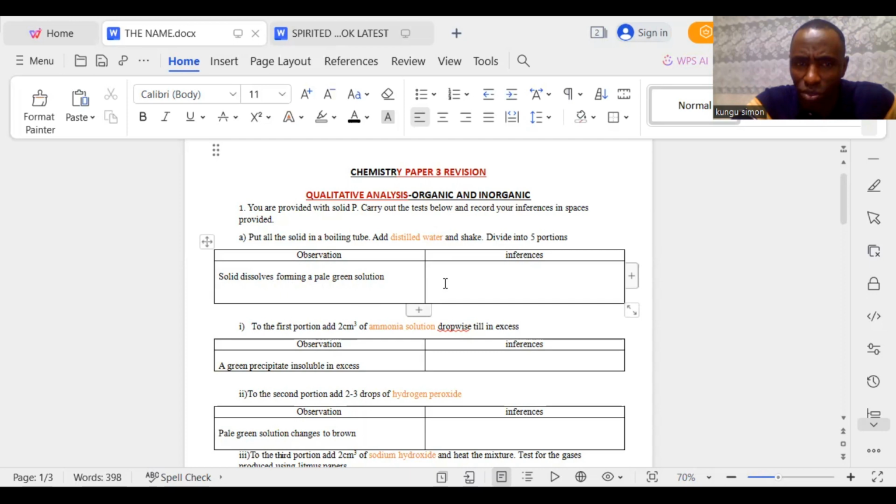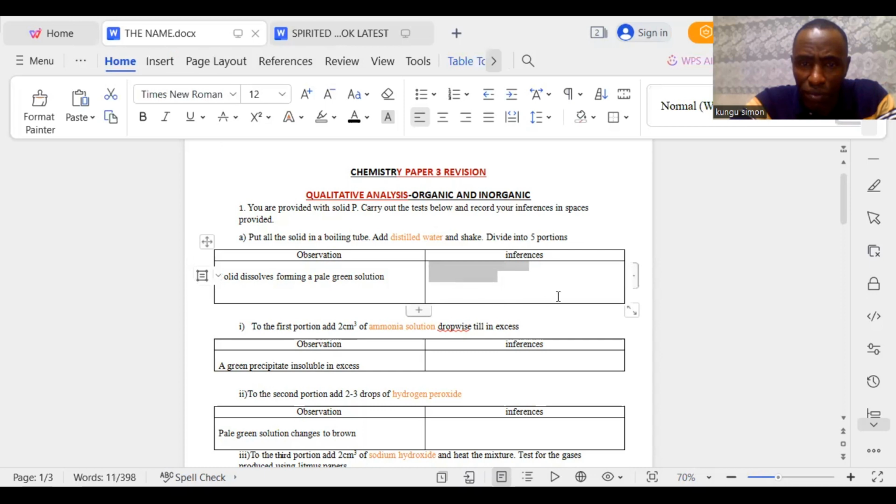I'm sure most of you will mention just iron(II) ions, but it's important to mention here that there are some solutions of copper that could be green. Actually, if you look at some of them like copper(II) chloride, you may realize it is also green, and therefore it is important to mention both of them. So we're going to have two inferences here. Let's have a look at that. One is that solid P is soluble in water.